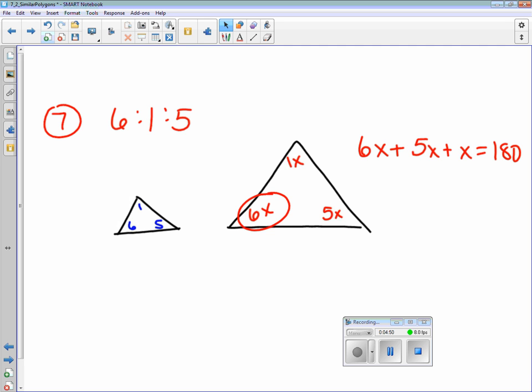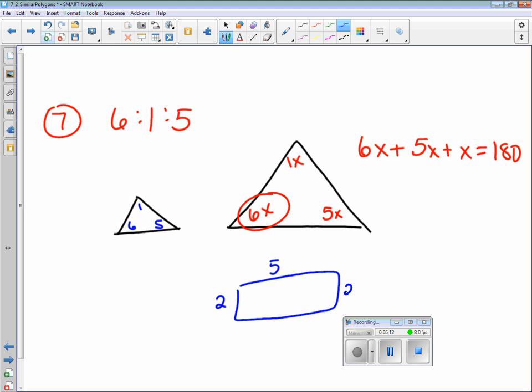Yes, ma'am. Number 6, okay? That's the same type of picture, except what I just said was that they all add up to the perimeter. So you're going to draw a small rectangle and a big rectangle, right? And you're going to add them up. So if the ratio is 2 to 5, you're going to have, if it's 2 to 5, isn't this 2 and this 5 also?